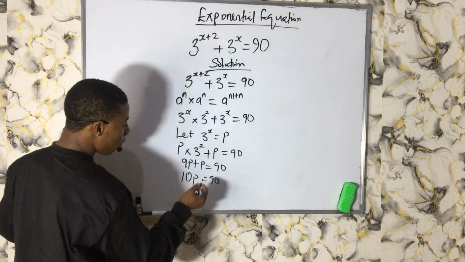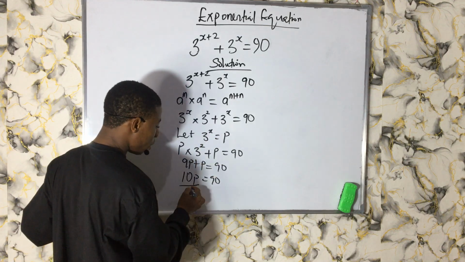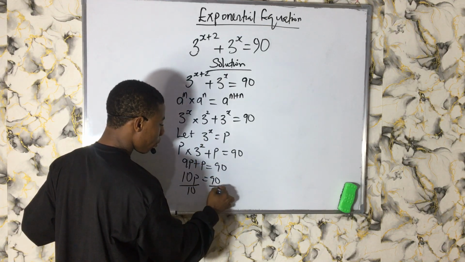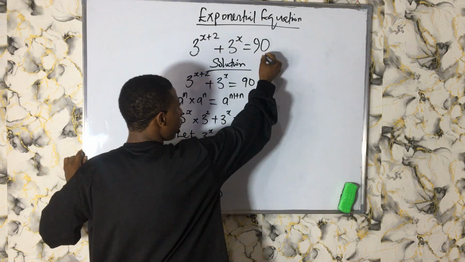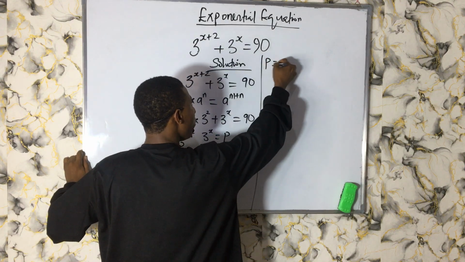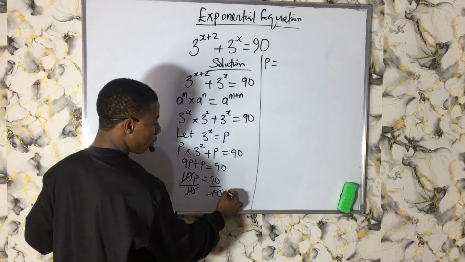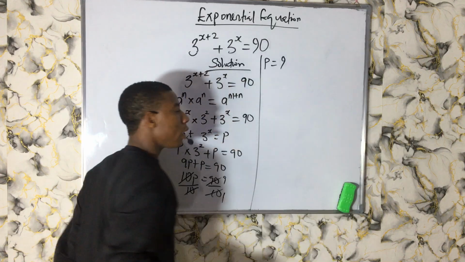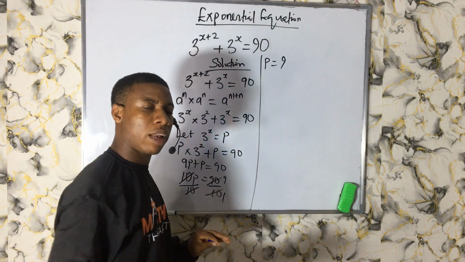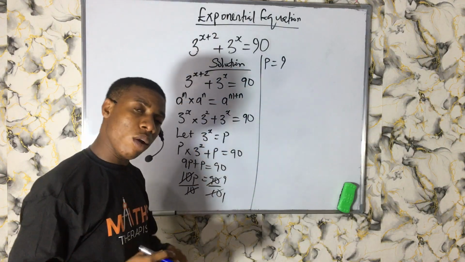We are looking for the value of P, not 10P. So we divide both sides by the coefficient of P, which is 10. This will cancel this, and P now is equal to 90 divided by 10. 10 goes into 90 nine times. So P now is 9. We are not done. That's not the answer. That's just the value of P. What is the value of x?